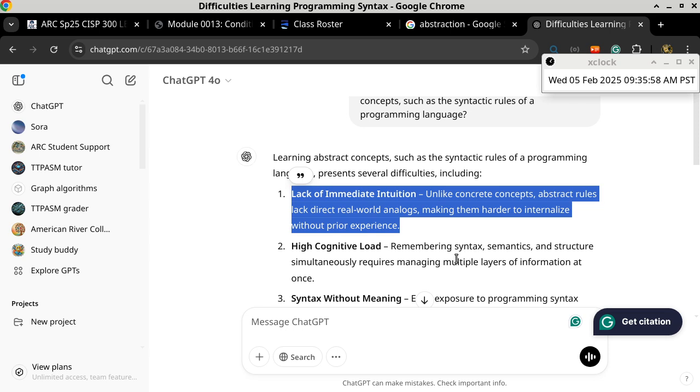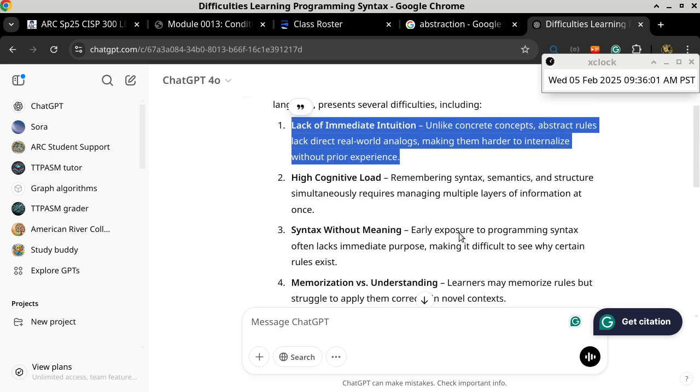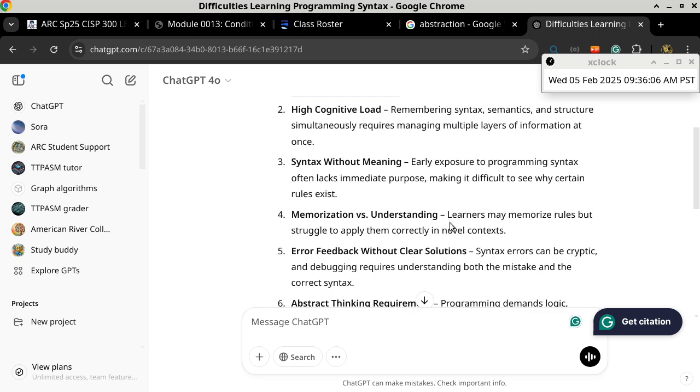All right, so moving on. Syntax without meaning. Early exposure to programming syntax often lacks immediate purpose, making it difficult to see why certain rules exist. I'm trying to overcome that, okay? Because I want you to look at things from the perspective of the compiler or the interpreter, basically the computer component that actually reads the code, because understanding that is important to understand why we have this else here. Well, the else is here to separate the then statement from the else statement, so it's clear which one is which.